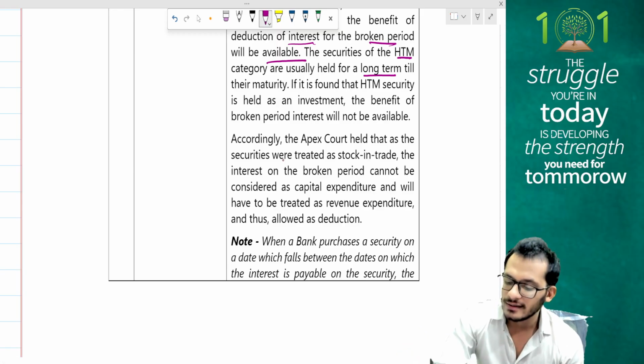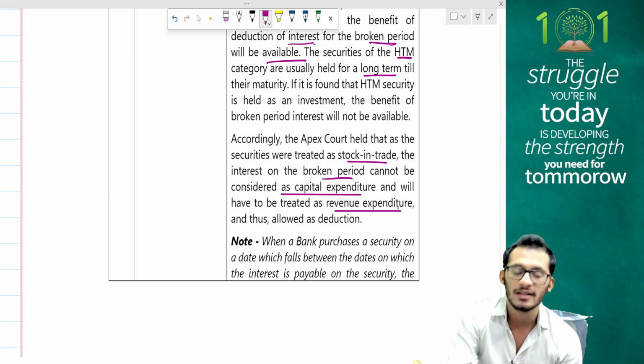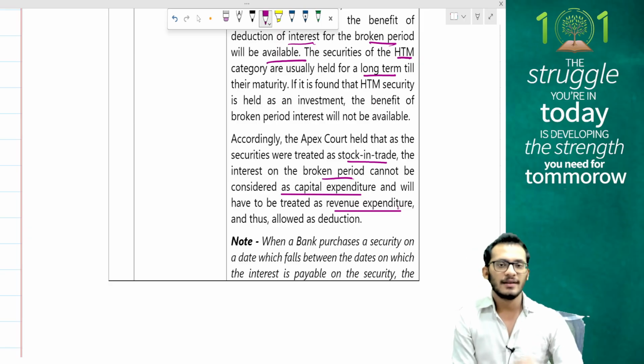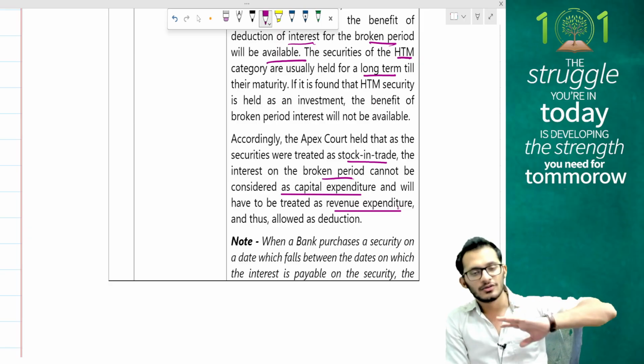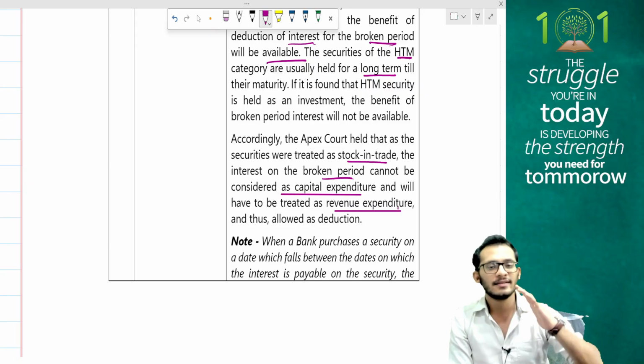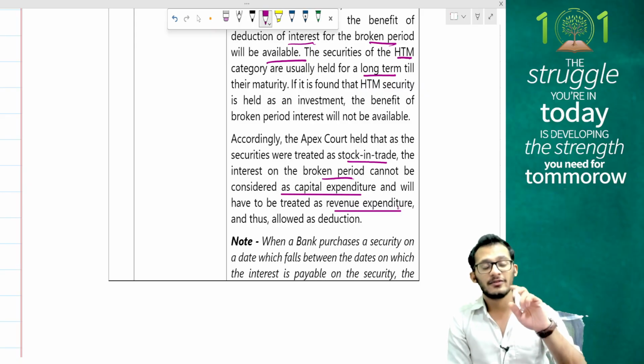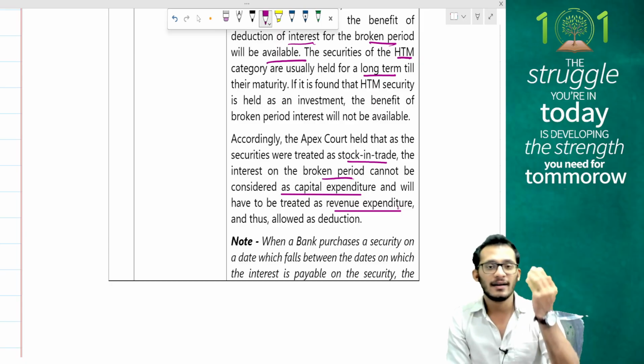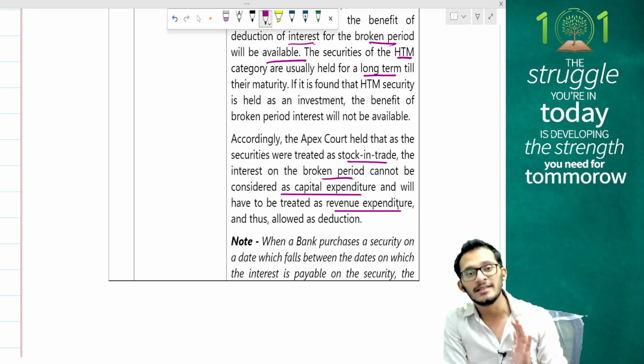Accordingly, the Apex Court held that the securities were treated as stock in trade. The interest on the broken period cannot be considered as capital expenditure and has to be treated as revenue expenditure and thus allowed as deduction. Yes, so the final conclusion by the Supreme Court was to look at what the security actually is. If it is a security which is AFS, available for sale, or held for trading, then I will permit you to treat it in the PGBP books itself.